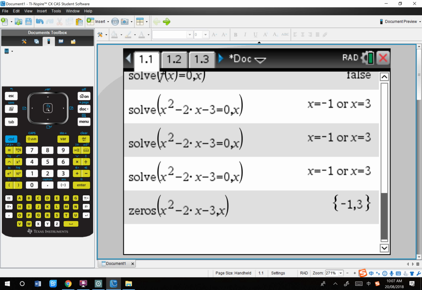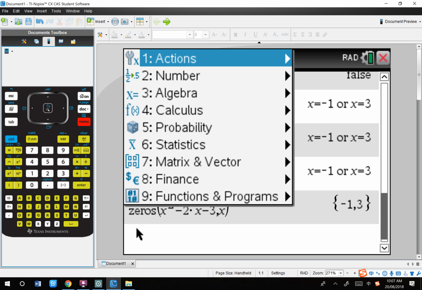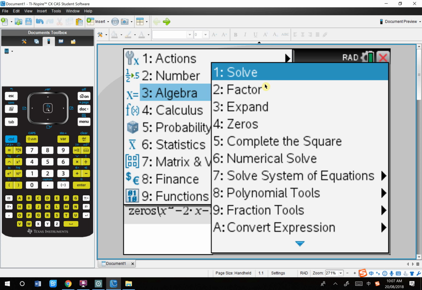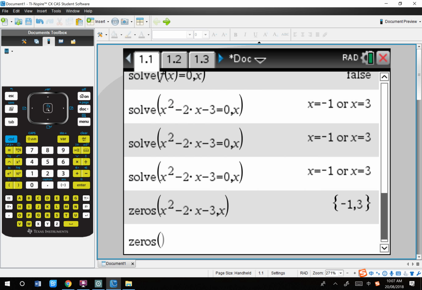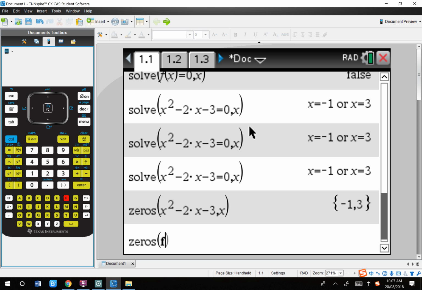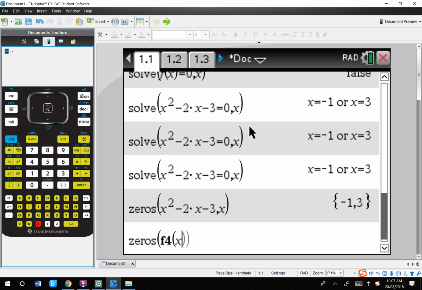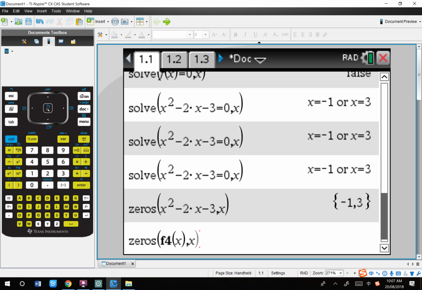So back to the calculator page. Do you remember what I want to solve? The f4(x) x-intercept, right? So I can go menu, algebra, and zeros. I can solve for the x-intercept at zeros. What's the function? The function is f4 bracket x. Move this outside and then comma x. That's how I solve for that. It's the same as typing the function there and then comma x.